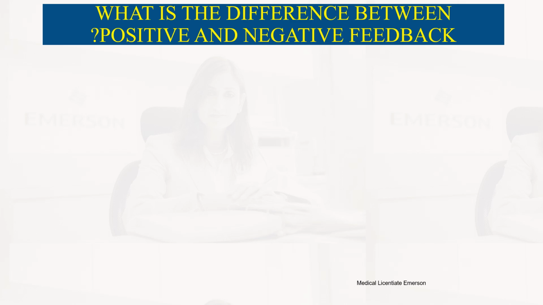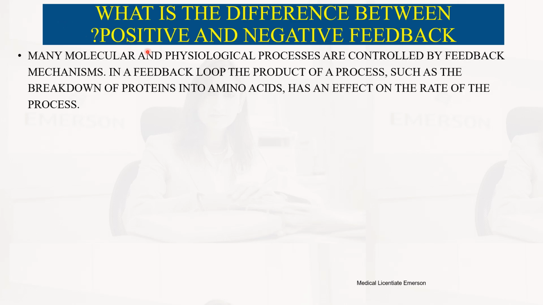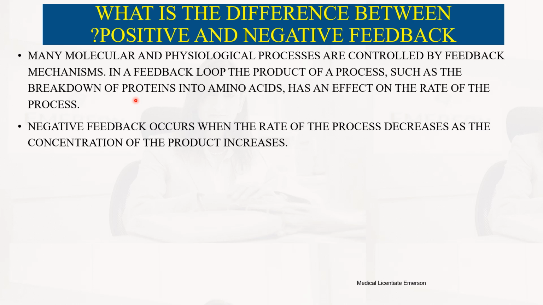What's the difference between positive and negative feedback? Many molecular and physiological processes are controlled by feedback mechanisms. In a feedback loop, the product of a process, such as the breakdown of proteins into amino acids, has an effect on the rate of the process. So negative feedback occurs when the rate of the process decreases as the concentration of the product increases.